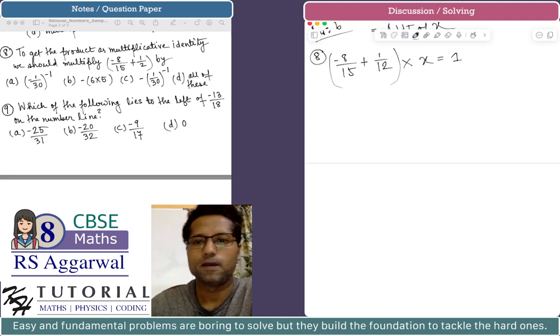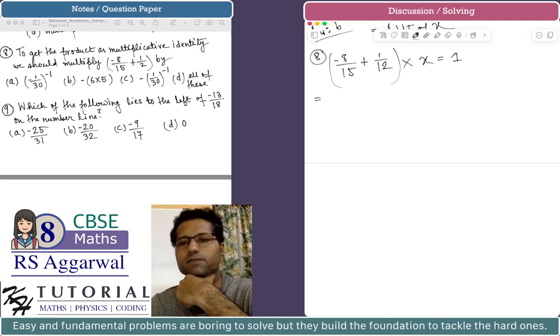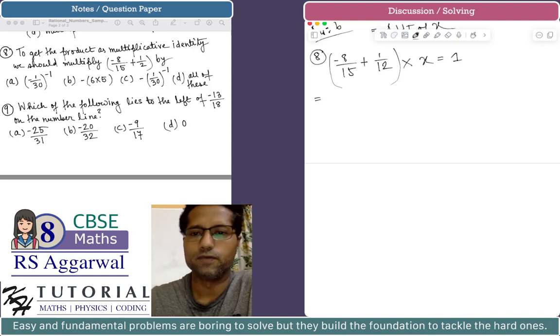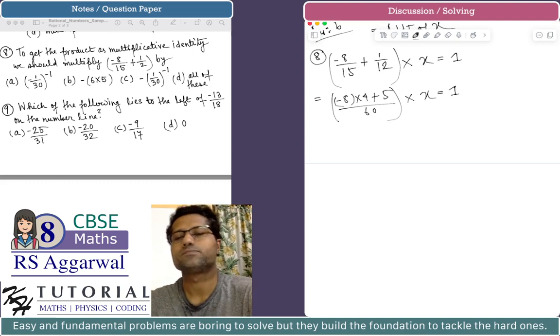Now first we have to simplify the addition of minus 8 by 15 and plus 1 by 12. LCM of 15 and 12 is 60. So this is minus 8 into 4 plus 5 by 60 multiplied by x equals 1.